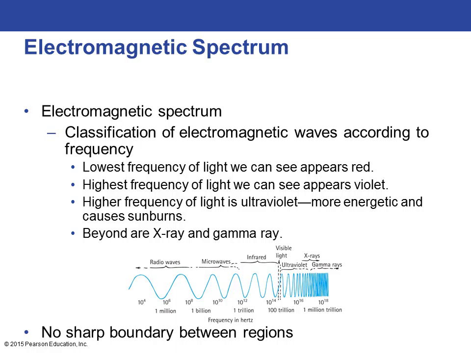There's no sharp boundary between regions. It's not like at this point you just go from a radio wave to a microwave. It's sort of a transition period. And that's sort of why you have a spectrum and not definite breaks in the range.